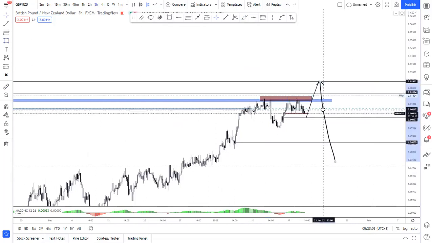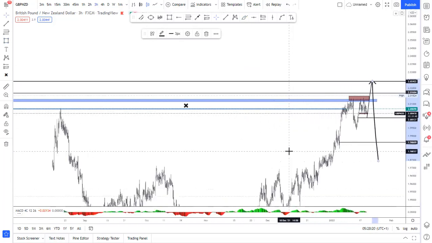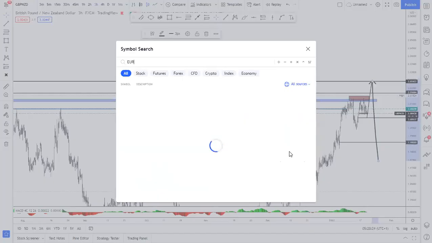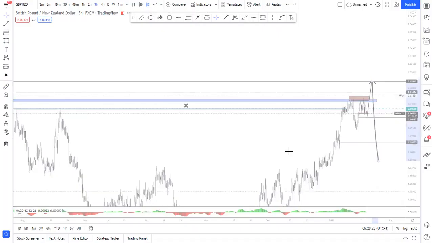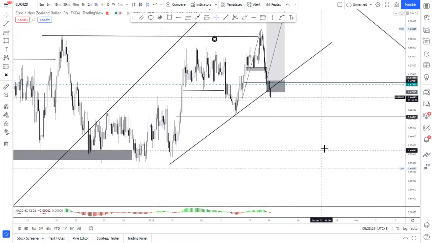So you see how we're just playing with liquidity, order blocks, imbalances, and it's actually a very, very nice strategy to use, because you don't get trapped in the market again. You actually know what the market wants to do and you're prepared beforehand. So the next one I'll be looking out for is EURNZD. EURNZD has been playing a strong one with us here.